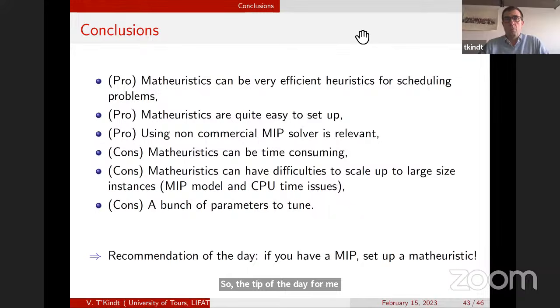So the tip of the day for me would be the following. If you have to solve a problem heuristically, and if you have a MIP, which is not bad, well, spend half a day, spend a day and just set up a matheuristic. And this will be a very good basis for comparison for other heuristics. And outperforming these matheuristics, I promise you, should be really difficult. So that's a good starting point, I think, for heuristic solution of scheduling problems. And I think it's all for today.